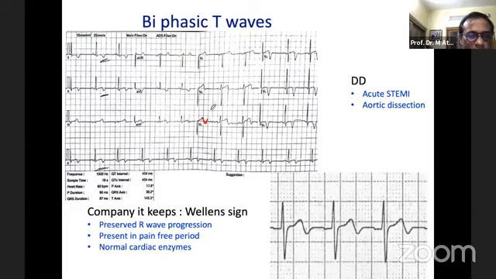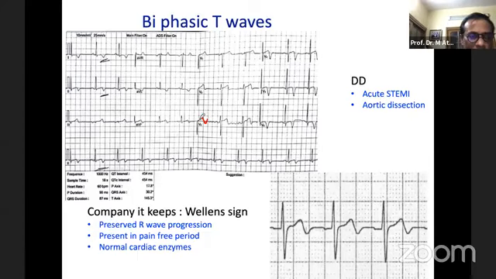So this biphasic T wave is because of acute ischemia, and the company it keeps, that is the R wave is preserved. There is the normal progression of the R wave from V1 to V6. That is, the R wave progression is normal, and this type of finding may even be present in the pain-free period, and the cardiac enzyme may be normal.